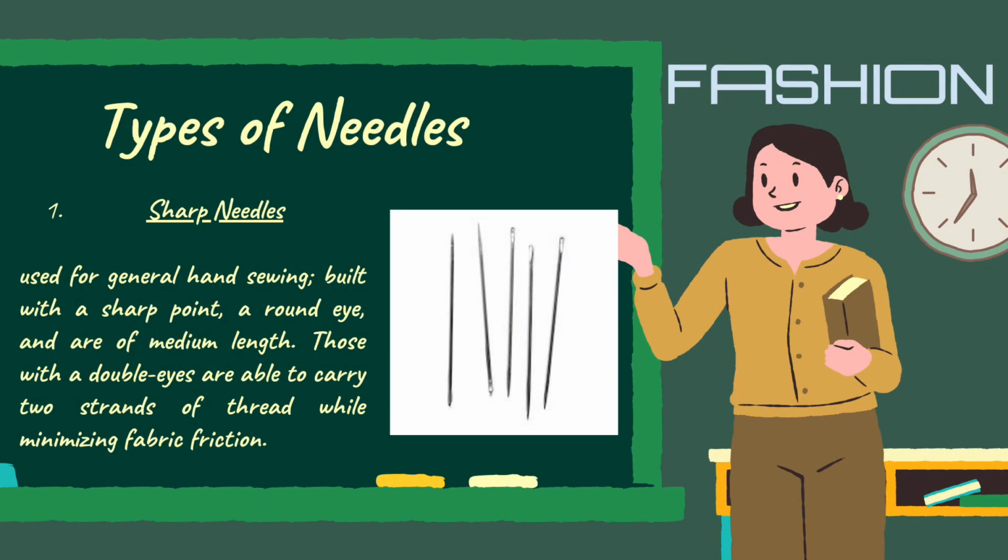So now let's proceed to the types of needles. First, we have sharp needles. It is used for general hand sewing, built with a sharp point, a round eye, and is of medium length. Those with double eyes are able to carry two strands of thread while minimizing fabric friction.